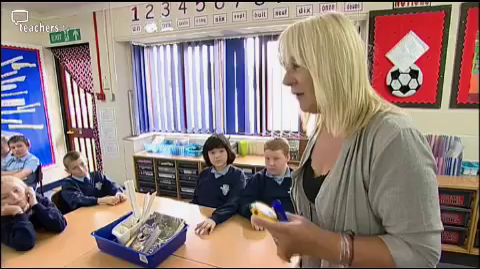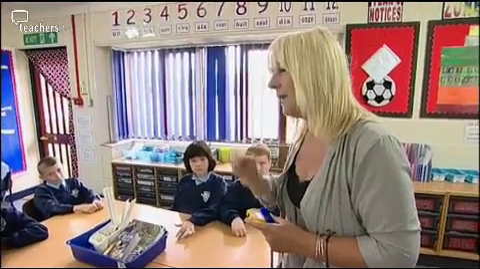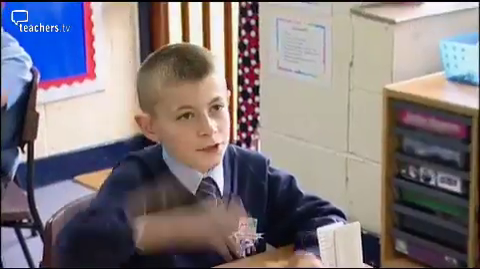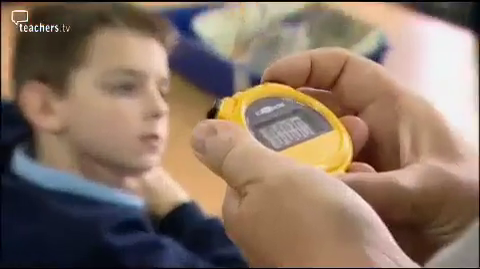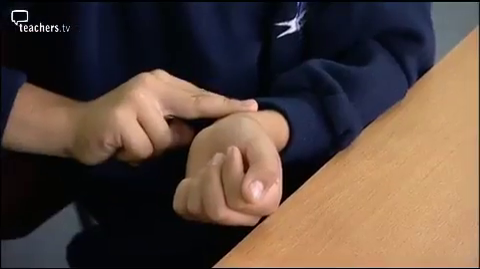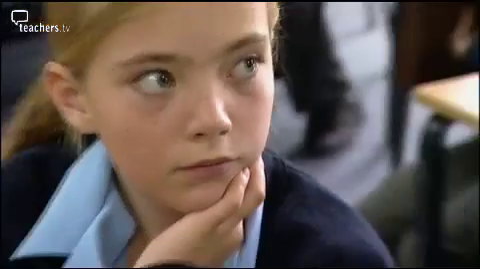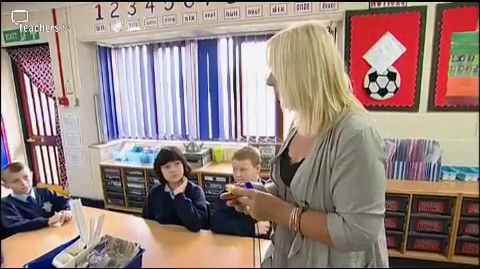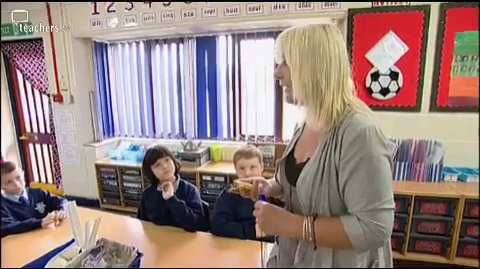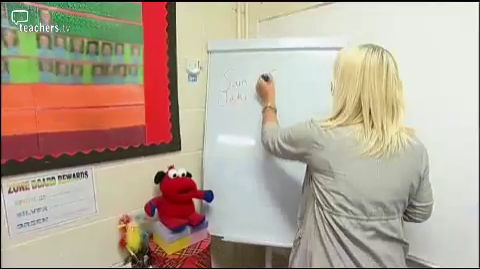What about if we count our pulse rates for 6 seconds? What do we have to multiply it then by? 10. Good boy. You ready? Go. And stop. And multiply the number that you got by 10. Sam, what was yours? 80. 80. Mine was 90. 90.